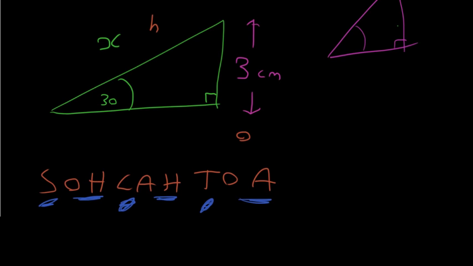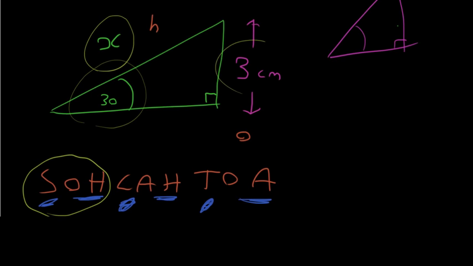So basically, we're looking at this bit for this problem, right? So sine is O over H. So we're just going to set up the equation, putting all the information into it. So I know that sine of 30 degrees is O over H. So that's going to be 3 over x.